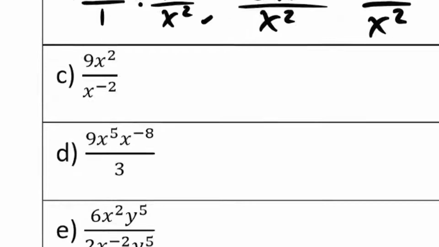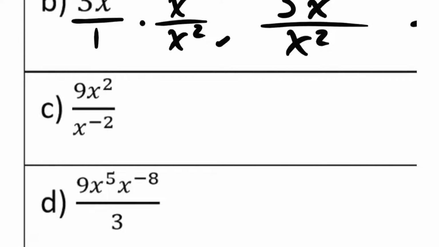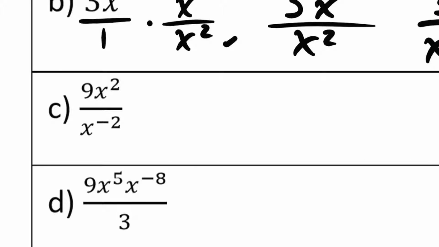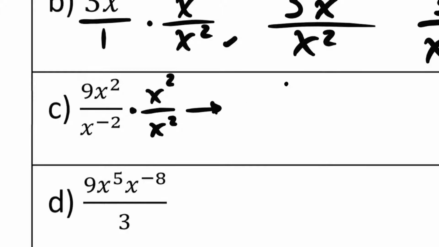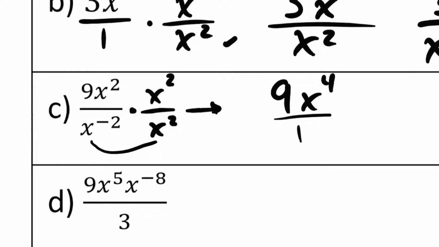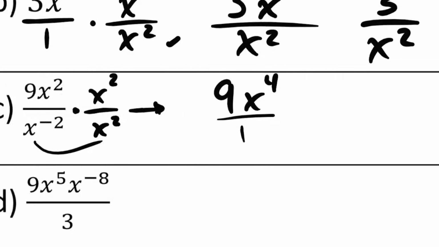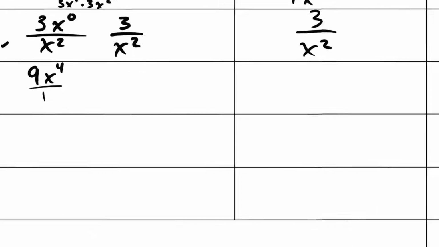Next question says, okay, you know what? I'm going to do the exact same thing. I'm going to get rid of this negative exponent by multiplying by x squared in the top and x squared in the bottom. So that's going to give me 9x to the fourth power up in the top. And in the bottom, I'm just going to have the number 1, right? Because x to the negative second times x to the second is x to the 0, which is 1. So I'm looking for just 9x to the fourth.